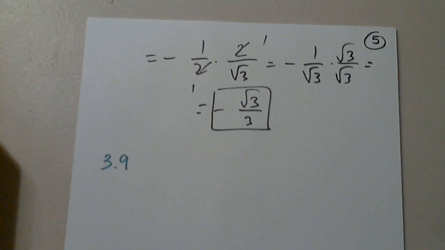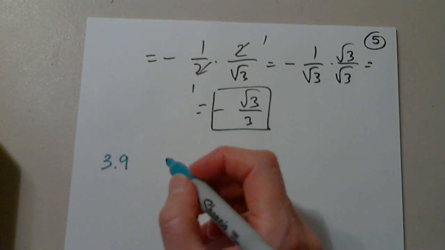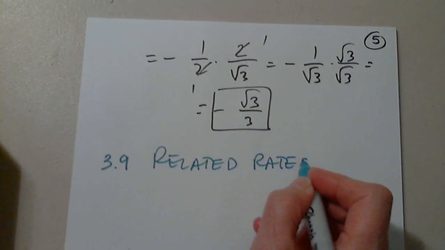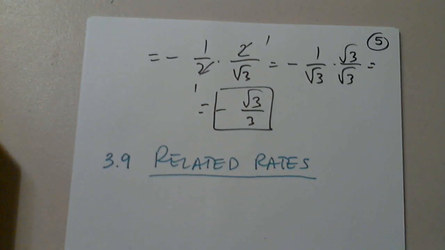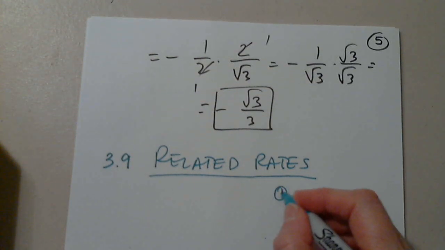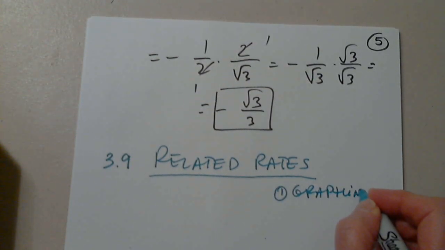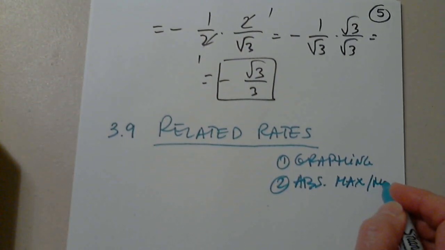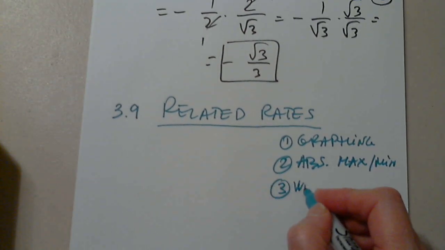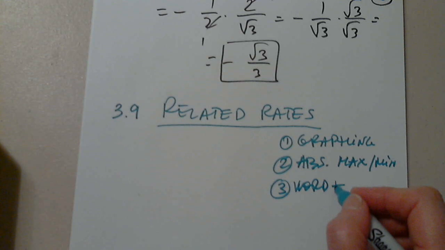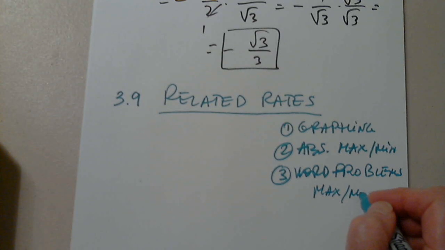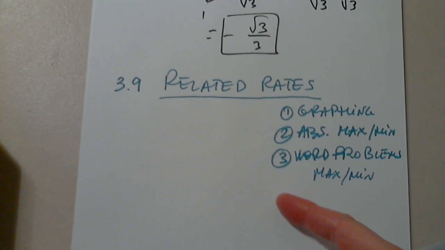So let's continue with another application. Okay, related rates. Still another application of differentiation. So how many applications do we know so far? 1, graphing. 2, absolute max min. 3, word problems in which we find max min, like the one we just did with a cylinder.